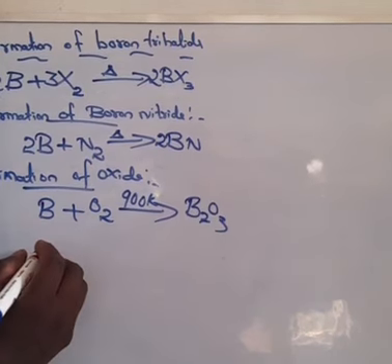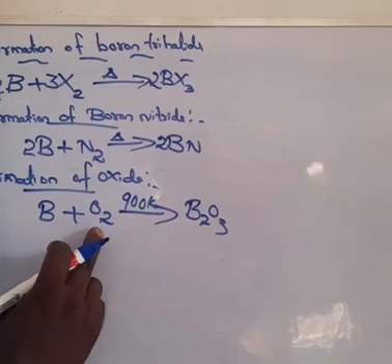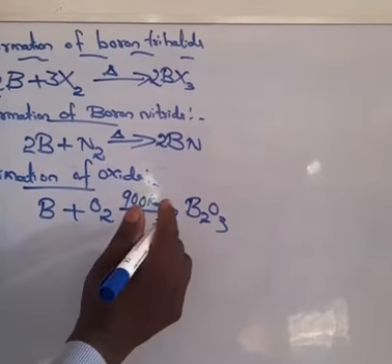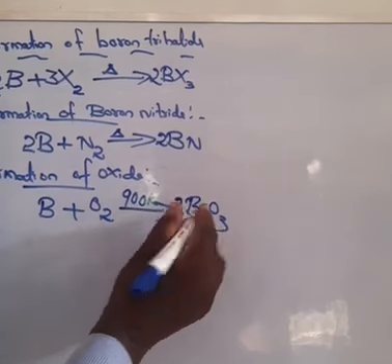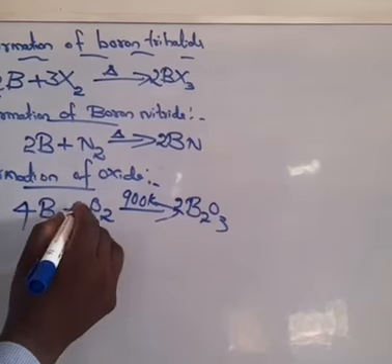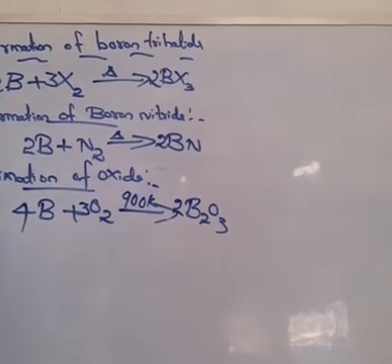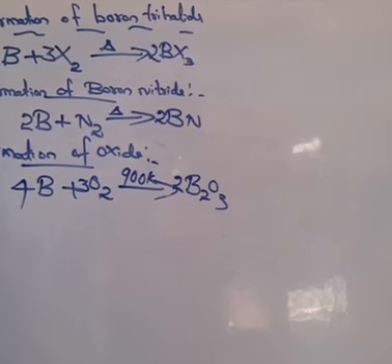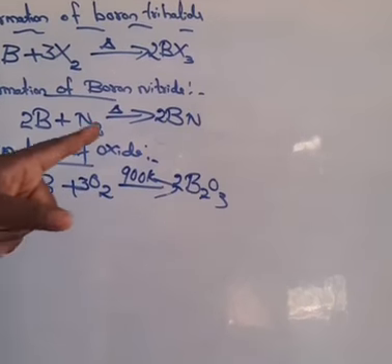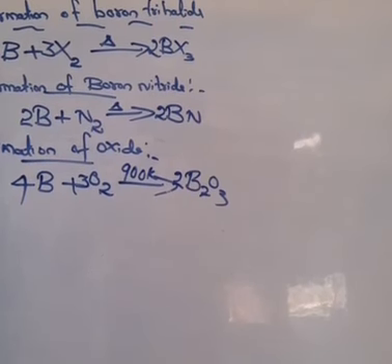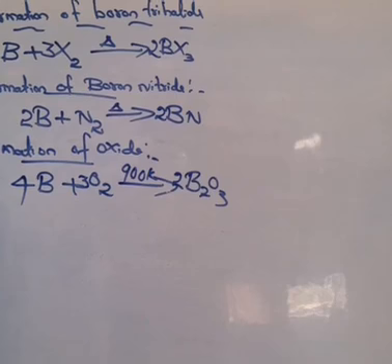How can you balance the equation? Here having 2 oxygen, here having 3 oxygen. So make it 2 here. So 2 2s are 4 boron and oxygen 3. Is the equation balanced? Okay, balanced. So what is the formula for boron nitride? BN. What is the formula for boron trioxide? B2O3. Next, reaction with alkali and acid.